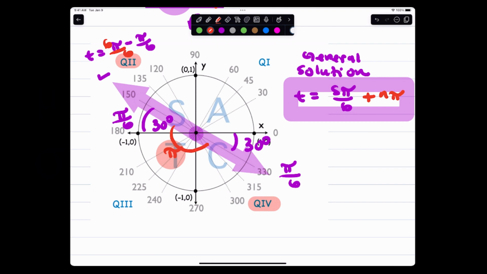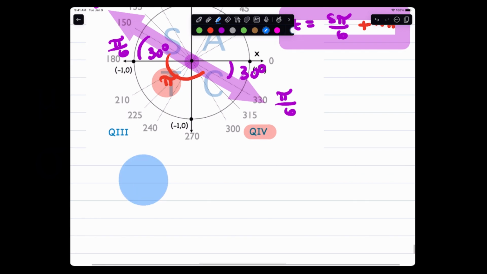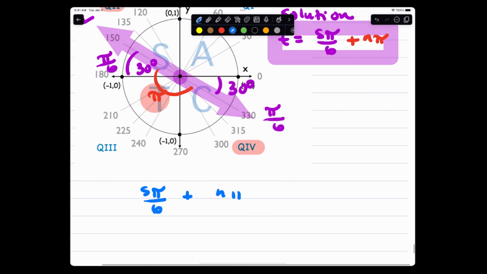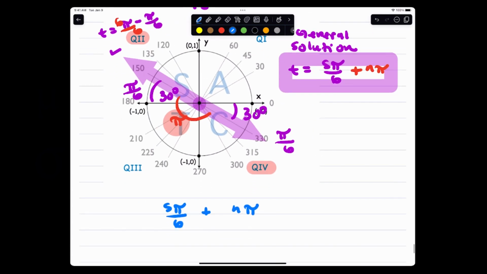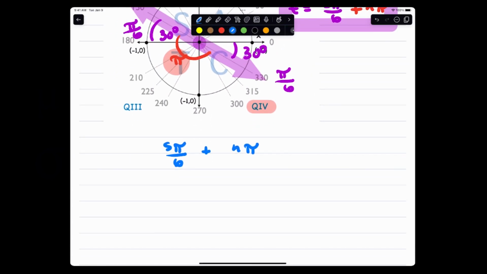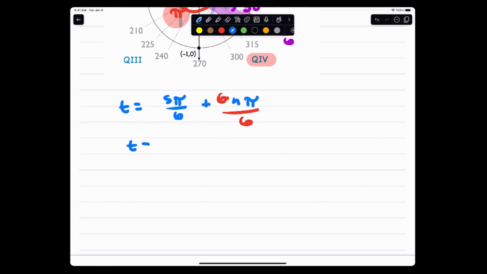Now, once you get the general solution, what do you do? Your sequential solution, yes. 5 pi over 6 plus n pi, okay? You're going to write the general solution as the sequential solution. How do you do that? Multiply the top by 6, divide the bottom by 6. Okay? So you're going to go through that process. 5 pi over 6 plus 6n pi over 6.